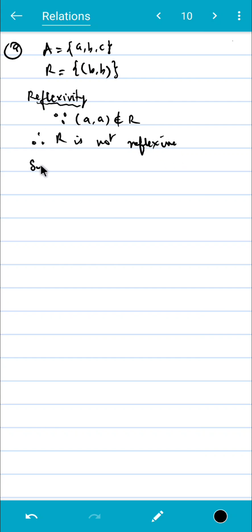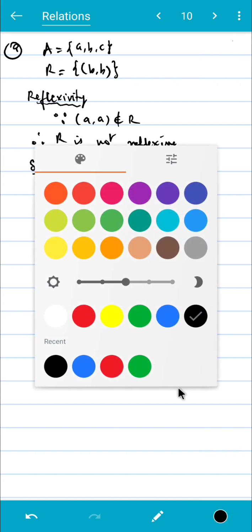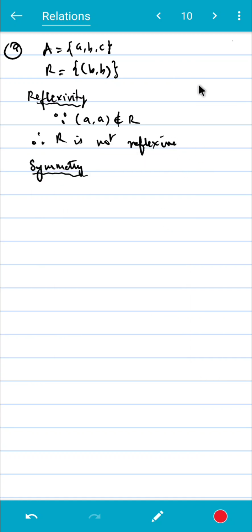Now we come to the symmetry part. So is R symmetric? For symmetry, we need to see whether if (A, B) belongs to R, then (B, A) must also belong to R. So in this question here, we could take (A, B) as this. There's only one possibility. So (A, B) is there, so (B, B). So is (B, A) there in this case? Obviously, because it will be the same element (B, B).